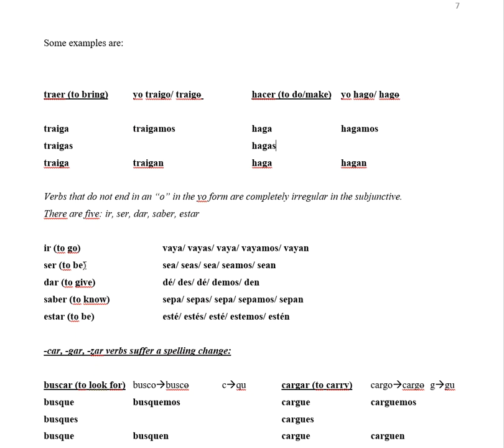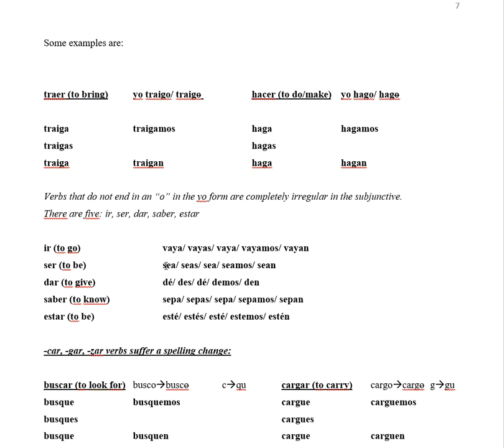Now, there are several verbs that in the yo form do not end in an o, and these are going to be completely irregular in the subjunctive. There are five of them: the verbs ir, ser, dar, saber, and estar. Ir: yo vaya, tú vayas, él vaya, nosotros vayamos, ellos vayan. And of course, these are just going in order here.